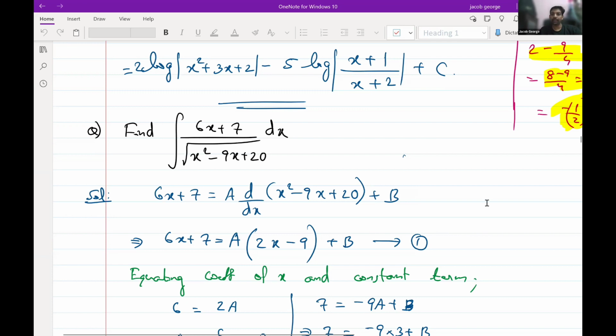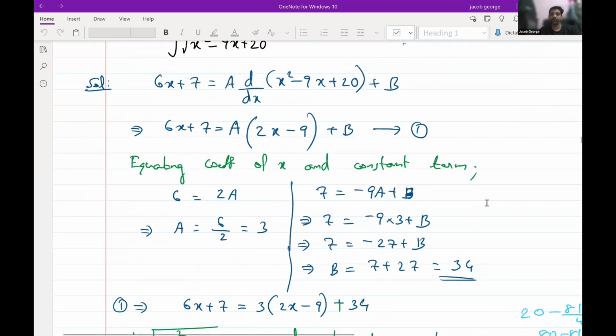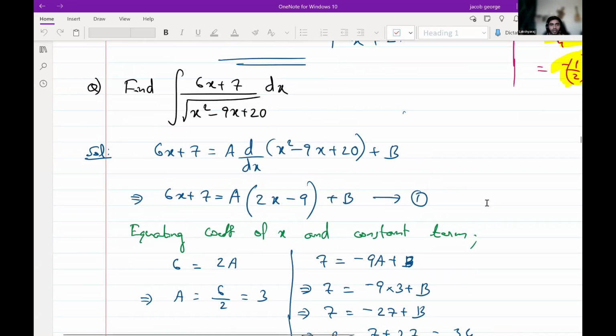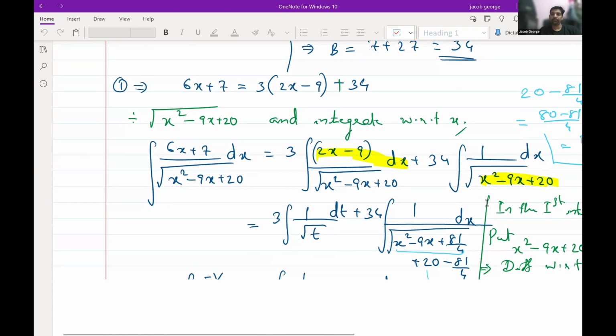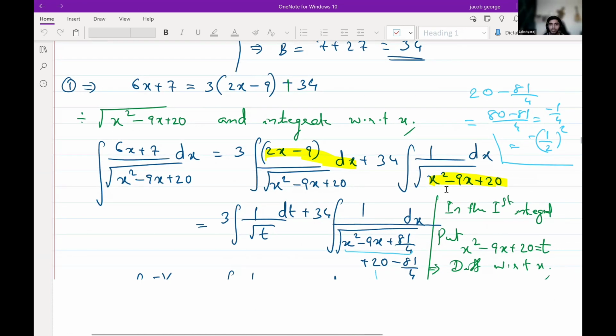Linear by root of quadratic is also done the same way. I was telling you, linear by root of quadratic is the same format. Can you see? Same format. But for the first integral, because of the root, we cannot write log mod denominator directly. Instead, we use a substitution in the first integral: put x square minus 9x plus 20 as t. Then differentiate, and you will get the answer.